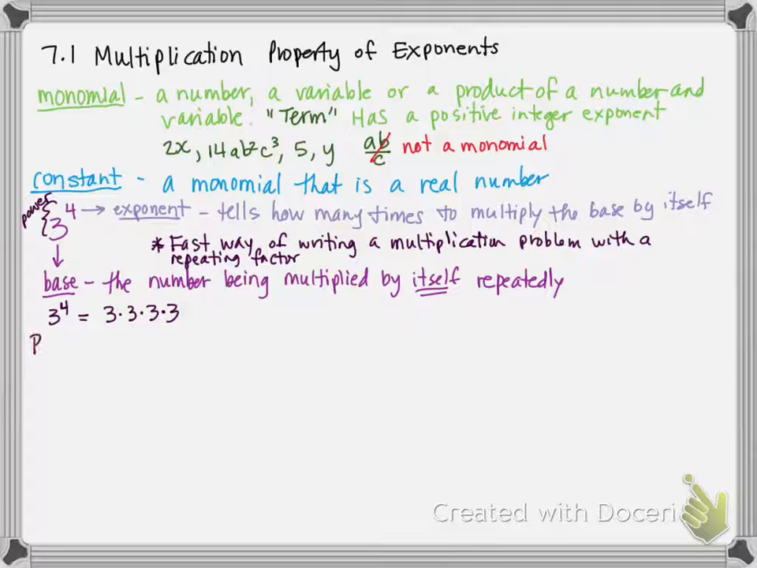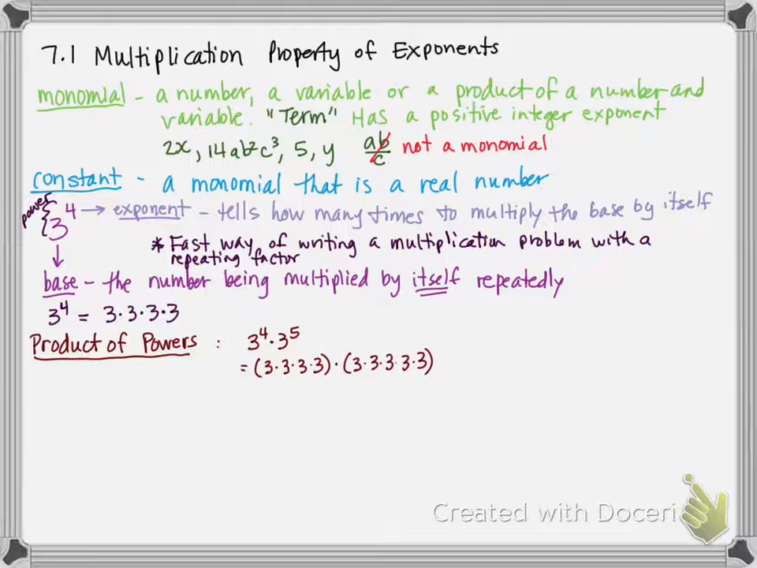So that would be the product of powers. This is the first property of exponents, product of powers. So let's say you have 3 to the 4th and you want to multiply it by 3 to the 5th. Well, what is that actually demonstrating? Well, 3 to the 4th is 3 times 3 times 3 times 3. And 3 to the 5th is 3 times 3 times 3 times 3 times 3. So if you take it all together, you have the same base 3 that shows up 1, 2, 3, 4, 5, 6, 7, 8, 9 times.